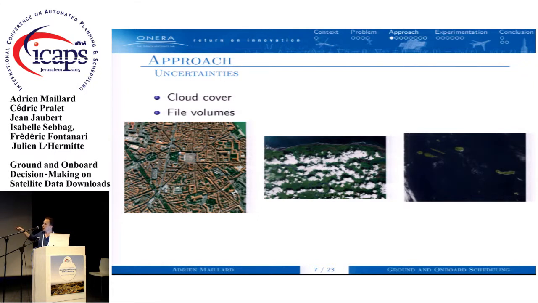For example, the compression algorithm will not do anything with this picture. It's the city of Toulouse in France. It will not do anything because it's very dense, there's a lot of information, and we want to keep all the information. But here we have a lot of clouds, and it will compress all the cloud parts of the image. And here we have another image which is low density, so it will also compress a lot. So file volumes are known only on board, not on the ground.